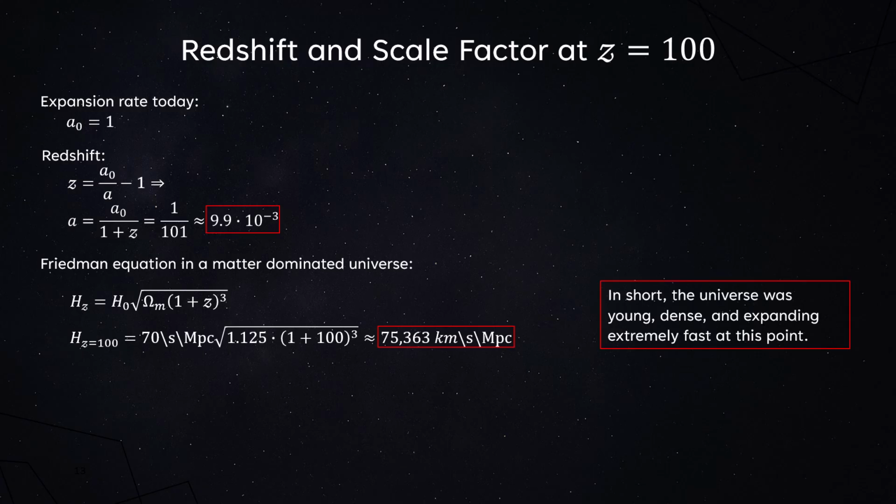This scale factor tells us the universe was very compact and only about 1% of its current size. With the high redshift, it shows the universe was still very young and expanding quickly, which we can see in the Hubble parameter. Physically, this tells us that at this time, the universe was very young, extremely compact, and expanding rapidly, conditions that set the stage for the density fluctuations and structure formation we discussed earlier.